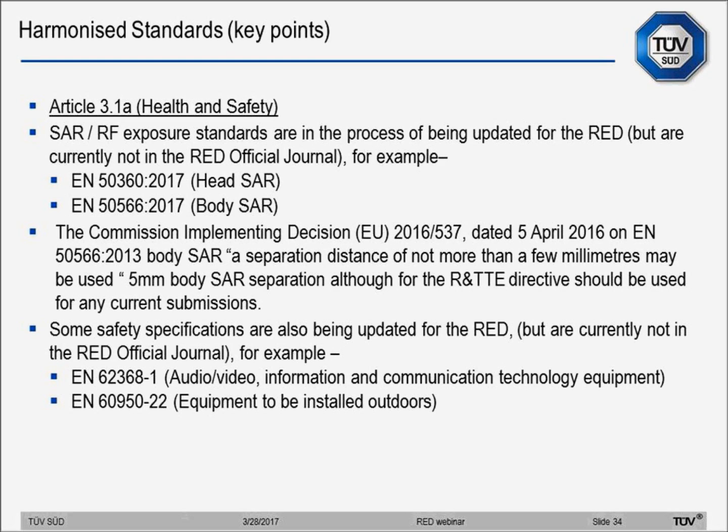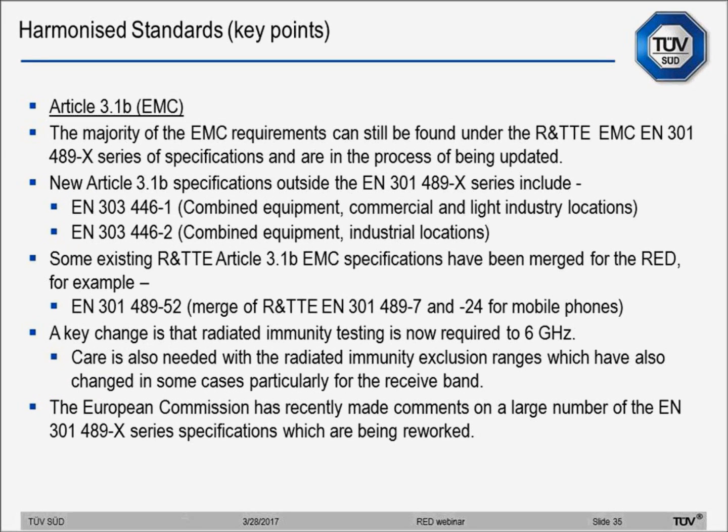Some safety specifications are also being updated for the RED, but are currently not in the RED Official Journal. For example, EN 62368 and EN 60950-22. There are currently no Article 3.1b specifications in the Official Journal.